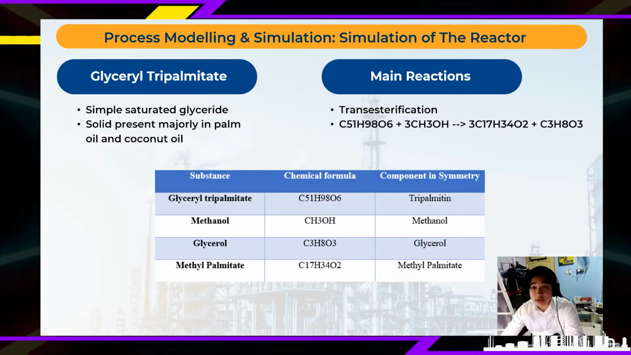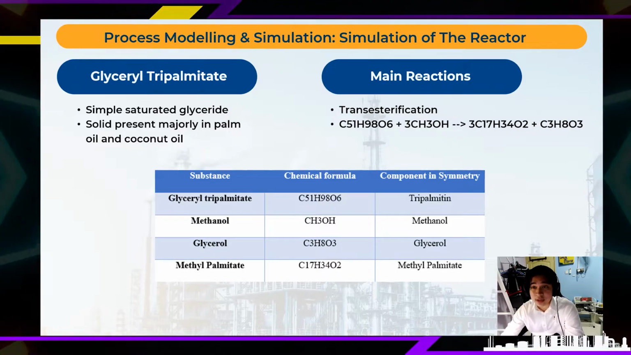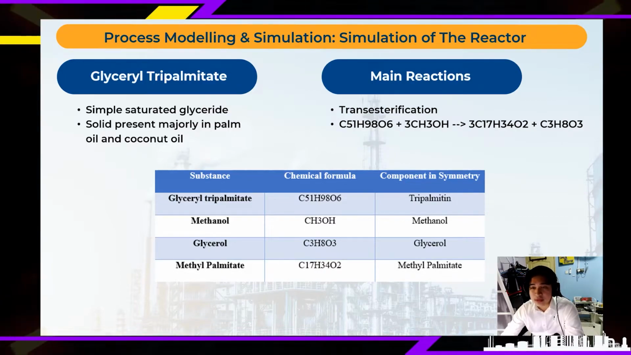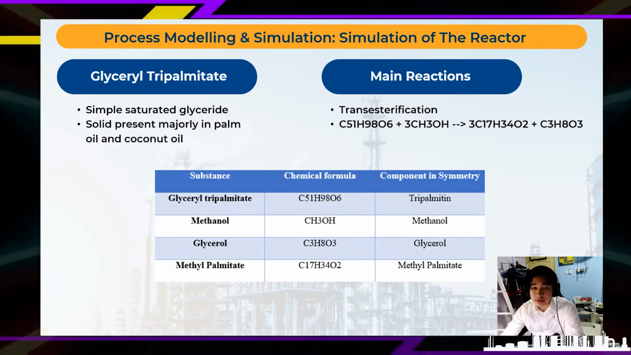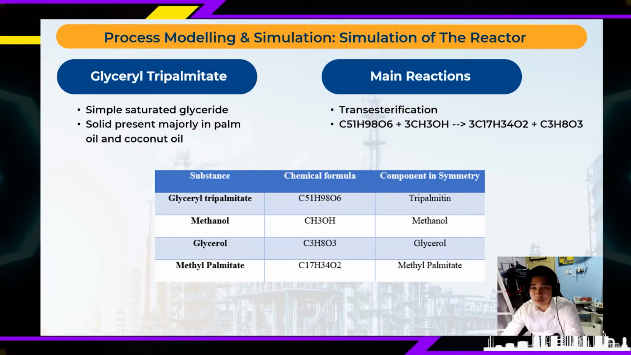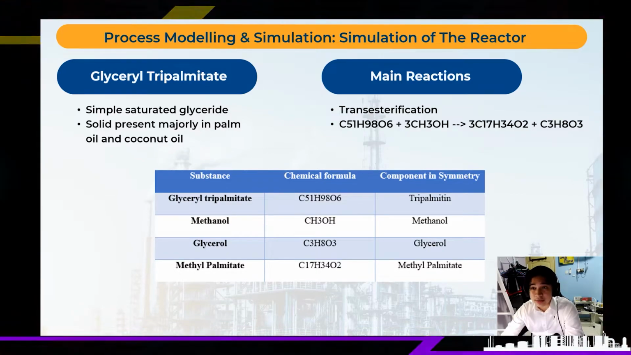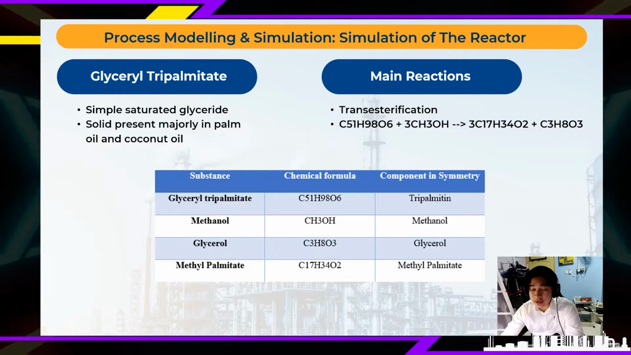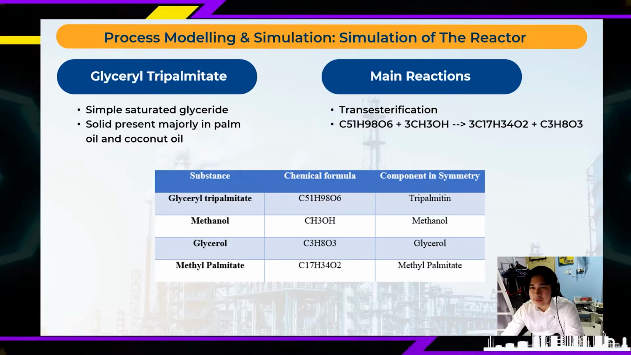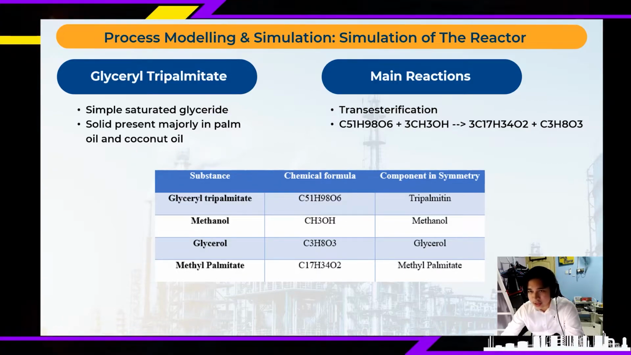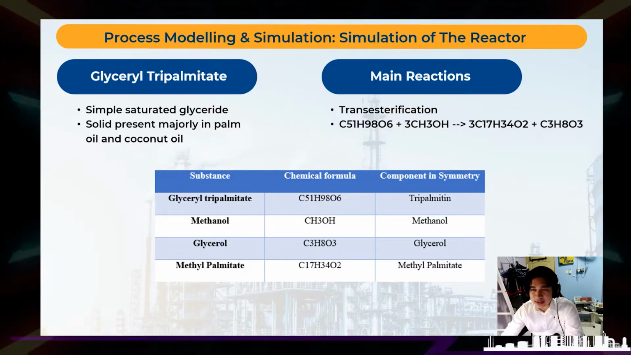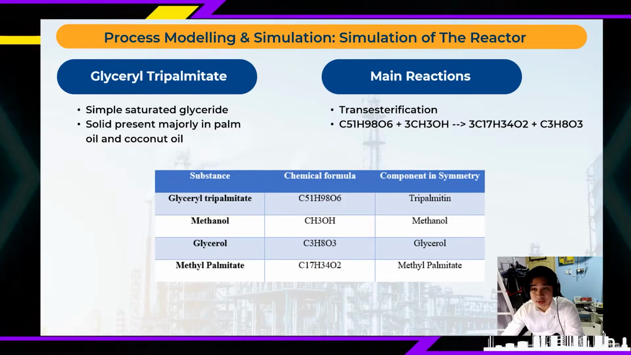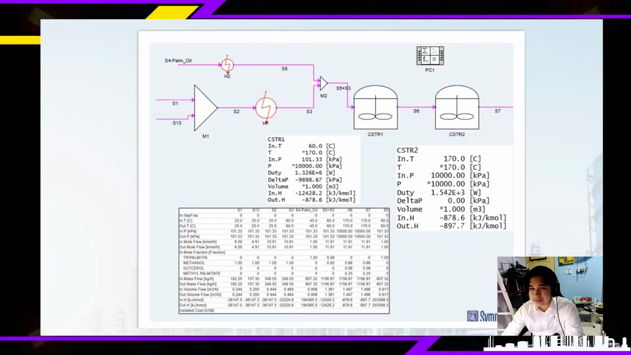Now, I will continue the presentation with the process modeling and simulation part, where the simulation of the reactor is performed. We have done the simulation using Symmetry software. For the simulation, we have used glyceryl tripalmitate as the reactant, and the main reaction that happens in this simulation is transesterification, with the chemical equation shown in the slide. The substances present in the simulation are glyceryl tripalmitate, methanol, glycerol, and methyl palmitate.